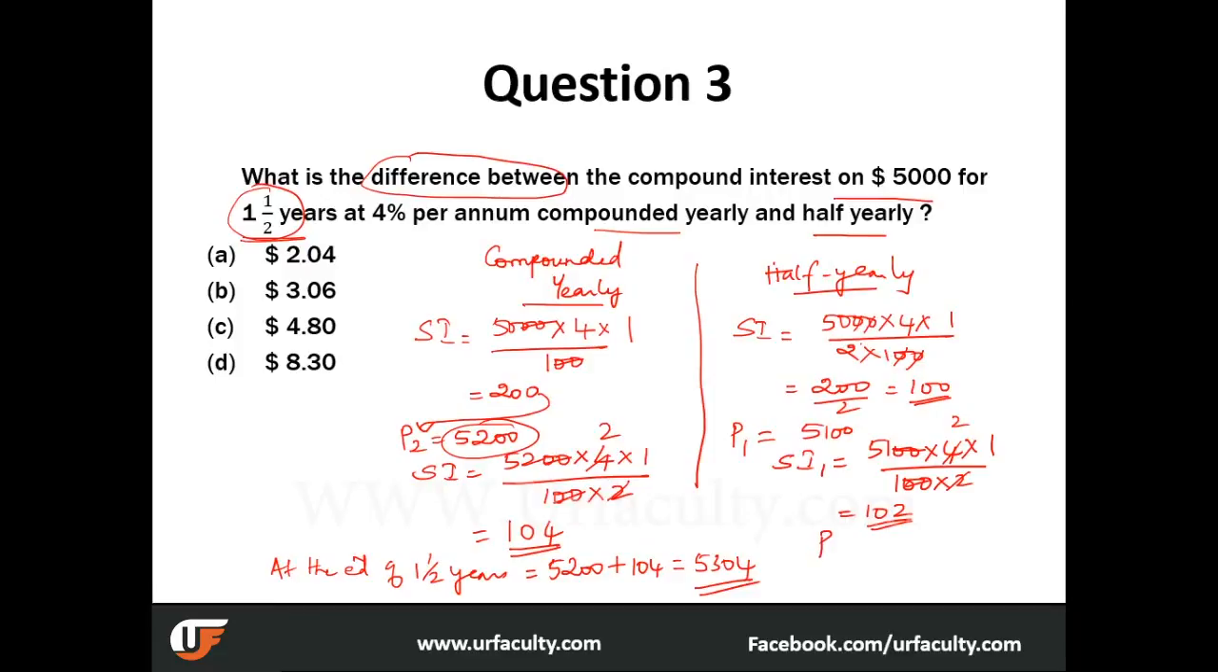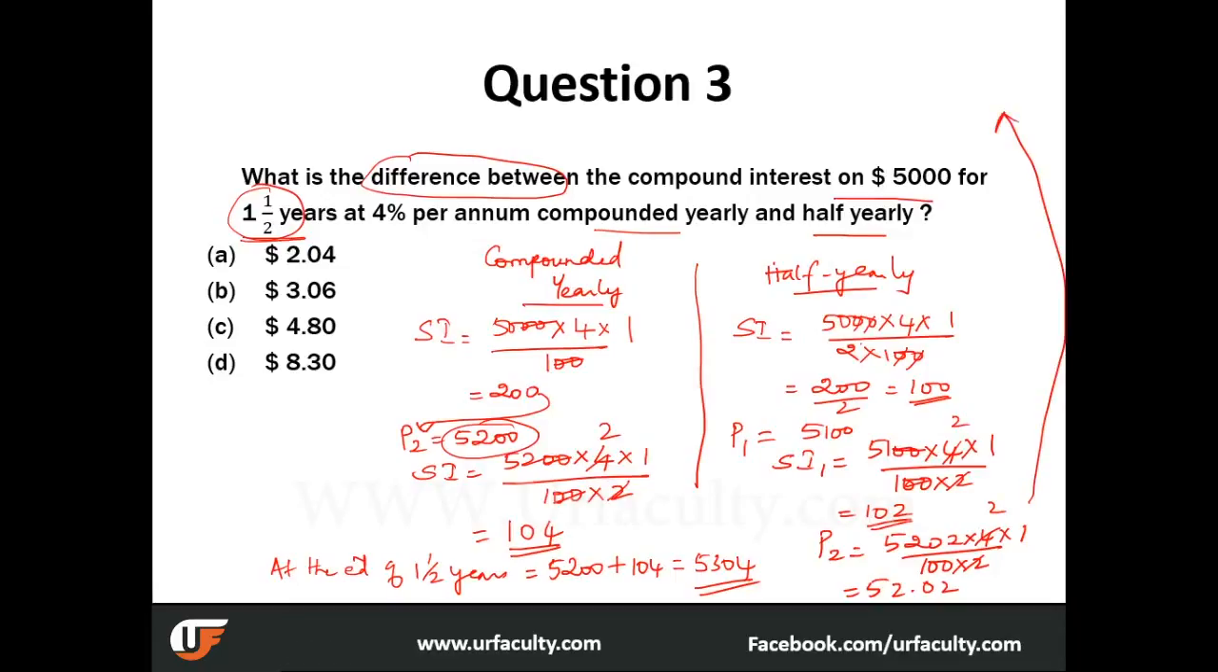Right? Now, let's try to find out for P2. So 5,100 plus 102 is equal to what? 5,202 into 4 into 1 by 100 into 2. So what do you get here? You get 52.02.